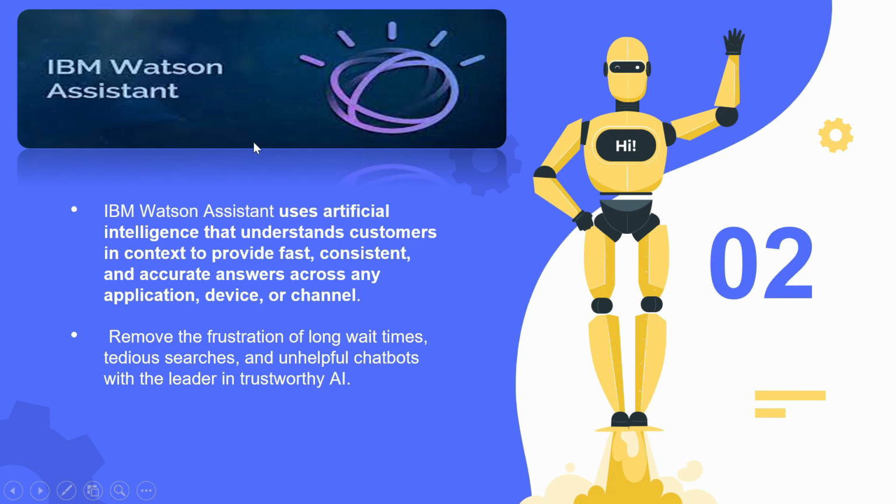So what is this Watson Assistant? Watson Assistant uses artificial intelligence to understand customers in context to provide fast, consistent and accurate answers across any application, device or channel. We'll be using Watson Assistant to integrate with our chatbot, and it removes the frustration of long wait times and tedious searches. It makes the user experience very simple. So Watson Assistant is a great tool in making our chatbot project.